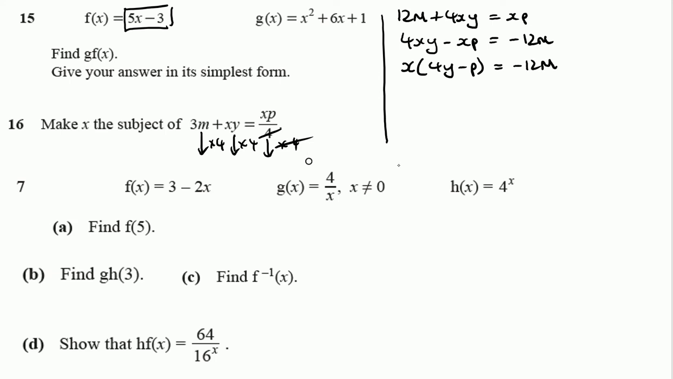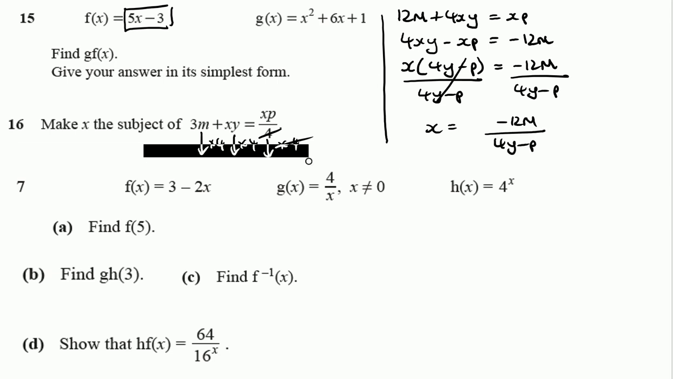Now if I divide by whatever this number is, 4y minus p, it'll cancel out on this side, and to maintain the balance I've got to divide by it on that side. So here's my solution. x equals minus 12m over 4y minus p.